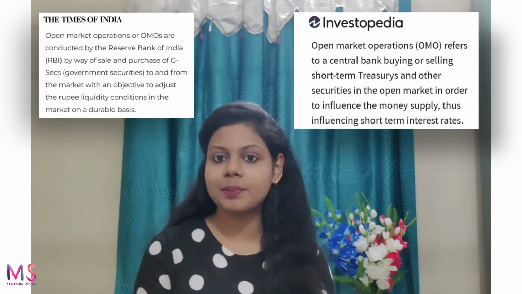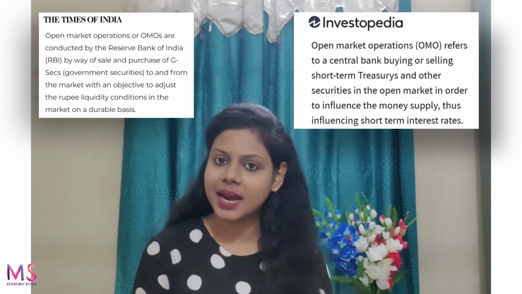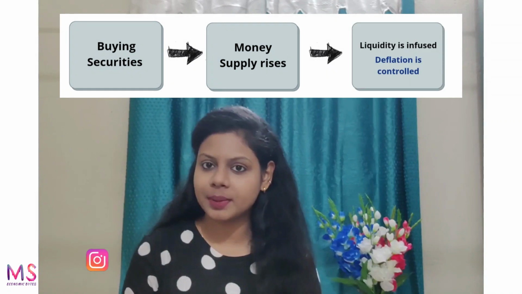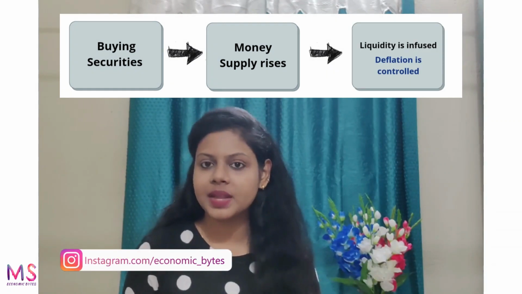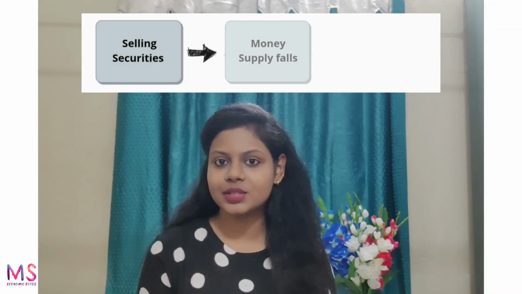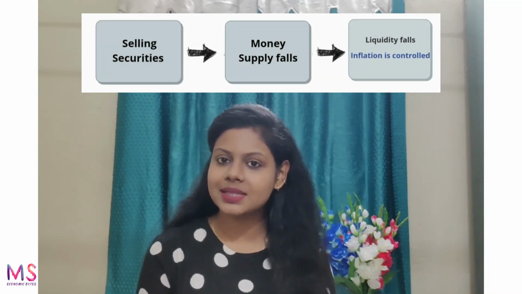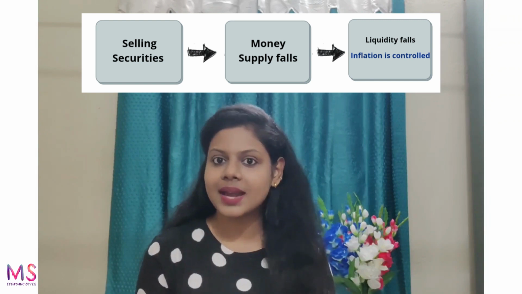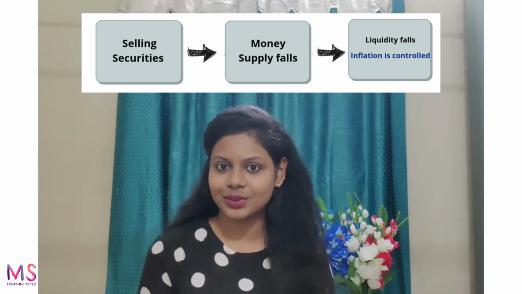First, coming to the open market operation, it refers to the buying and selling of securities by the government from and to the public. When the government buys the securities from the public, it gives money to the public. As a result, the money supply in the economy increases and deflation can be brought under control. In order to tackle the problem of inflation, the government sells the securities to the public. As a result, the money supply in the economy reduces and inflation can be brought under control.